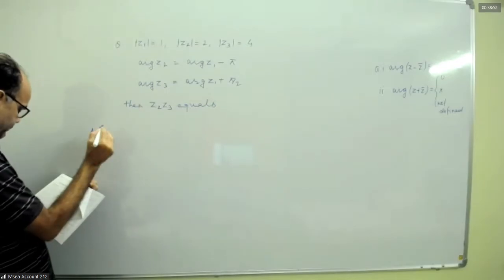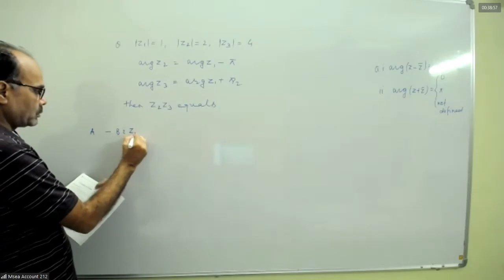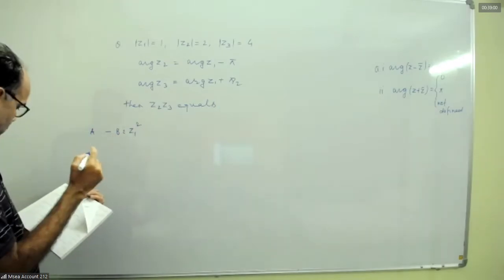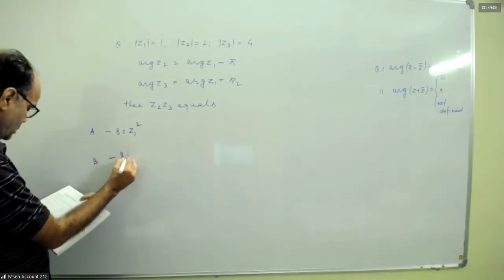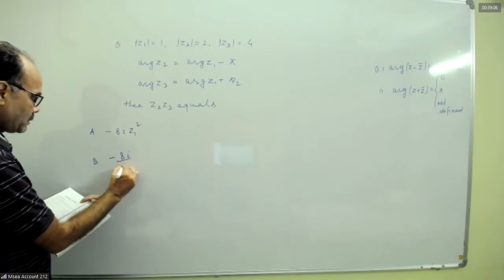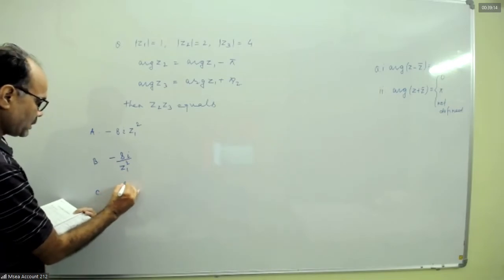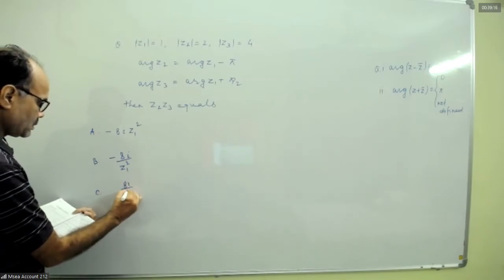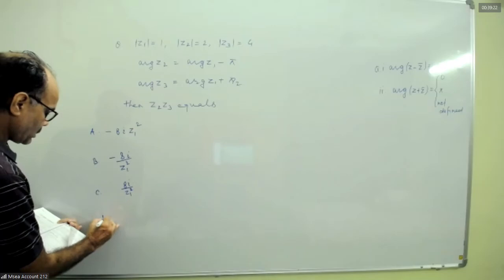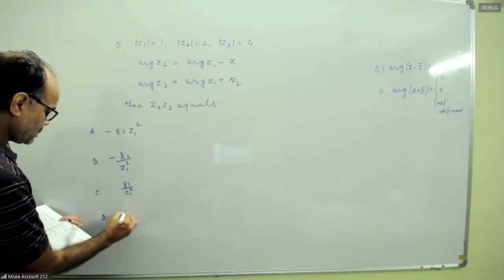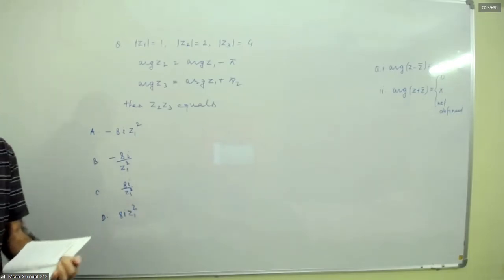Options I am writing. The first one or two questions I will do, after that I will give you the rest. Options: minus 8i Z1 square, pi Z1 square, 8i by Z1 square, and so on.